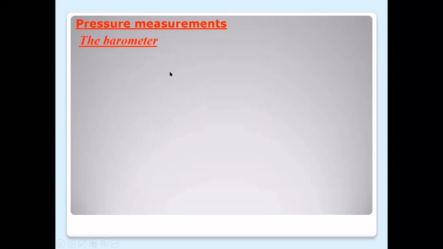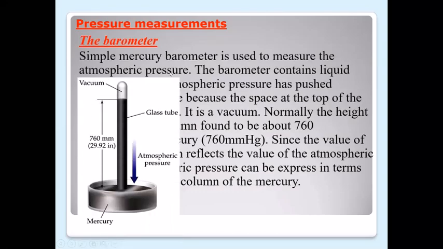Continuation of the topic. Yesterday, I was discussing a barometer, or a mercury barometer. If you want to measure the pressure exerted by the atmosphere, we are using an indirect method. We use a barometer. The concept here: the air particles above the surface of the mercury, which is exposed to the atmosphere.